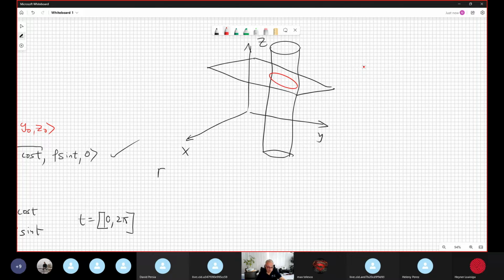We have a helix. Now it's a little bit complicated to find the helix. In this case, we have two radii. This radius is called rho 1, and we have another radius here, rho 2. I call rho 1 the one in the direction of the x-axis, and rho 2 the one in the direction of the y-axis. So the formula is similar.